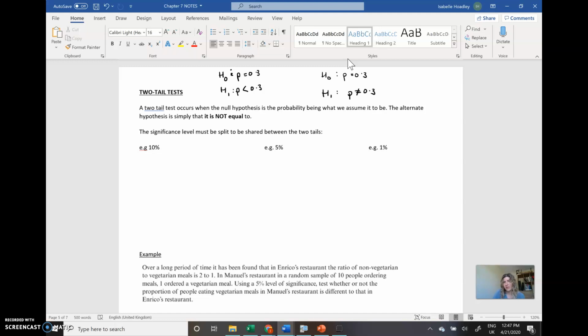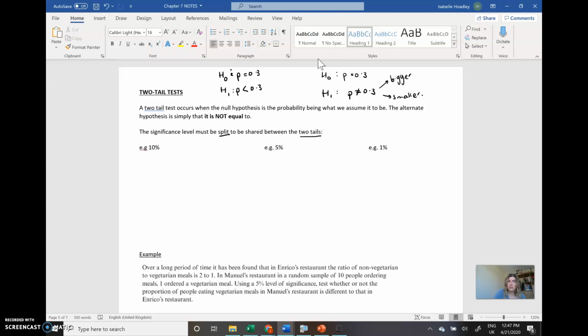And the main thing that this does, it's called a two-tailed test because we're not testing to see whether it's greater than or less than a value. We're just testing to see whether it's not that value. So our actual probability could be bigger or it could be smaller. And the implication for this comes in to our significance level, because now we need to split our significance level between the two tails, so whether it's bigger or whether it's smaller.